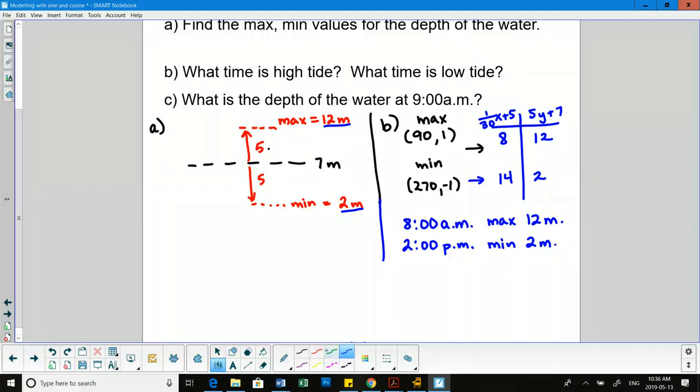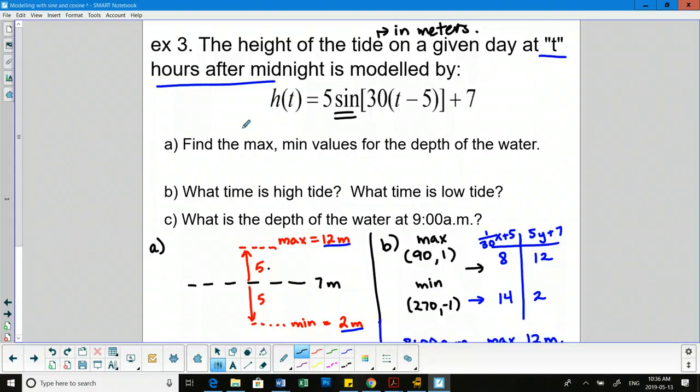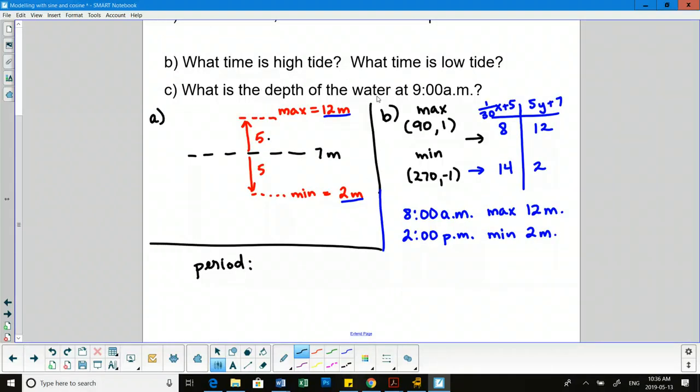So the little check that I would encourage you guys to always do is check what the period is, because it may happen that it hits a max twice in one day and a min twice in one day, or maybe even more than that, depending on what the period is. So if I take my K value, which is 30, and I do 360 over my K value, that should actually give me my period.